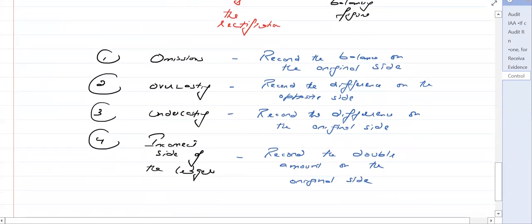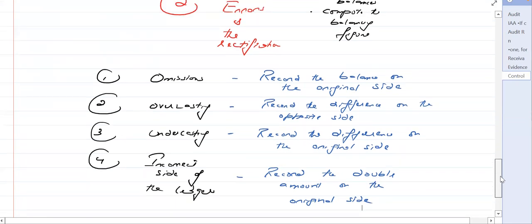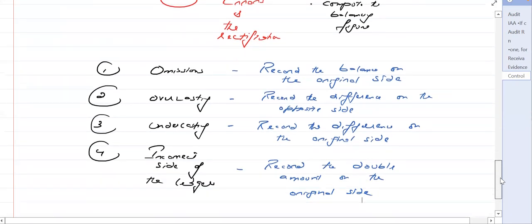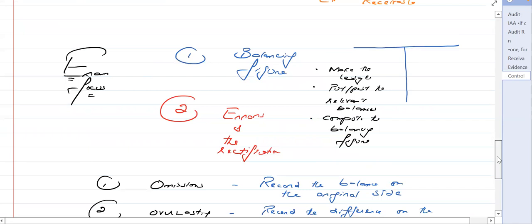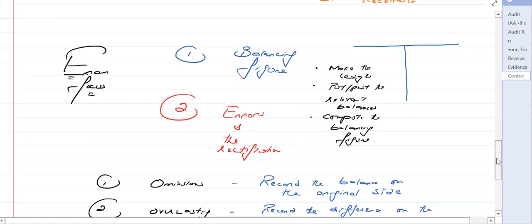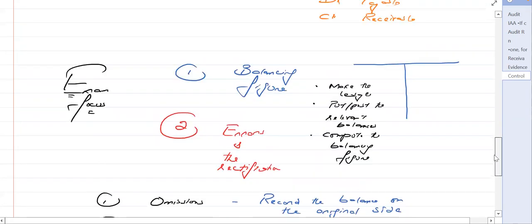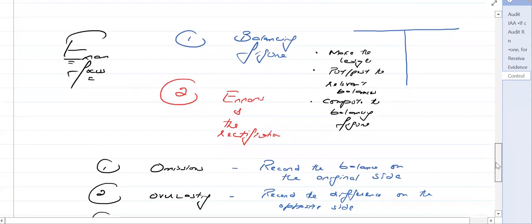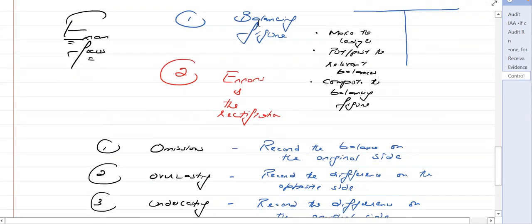So this is how you're going to deal with the errors and how you're going to rectify. It can be error of omission, overcosting, undercosting, or incorrect side of the ledger. So basically there are two types of question we usually have in the exam. One is calculating the balancing figure, that means calculating any balance from the ledger. And then we have the errors and the rectification.